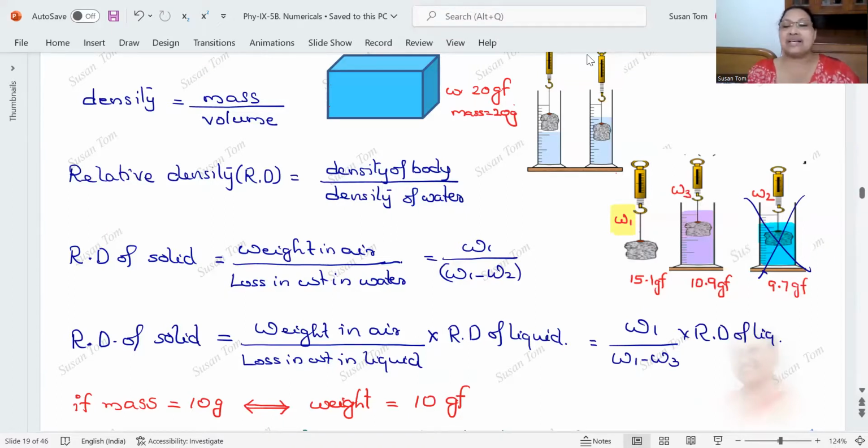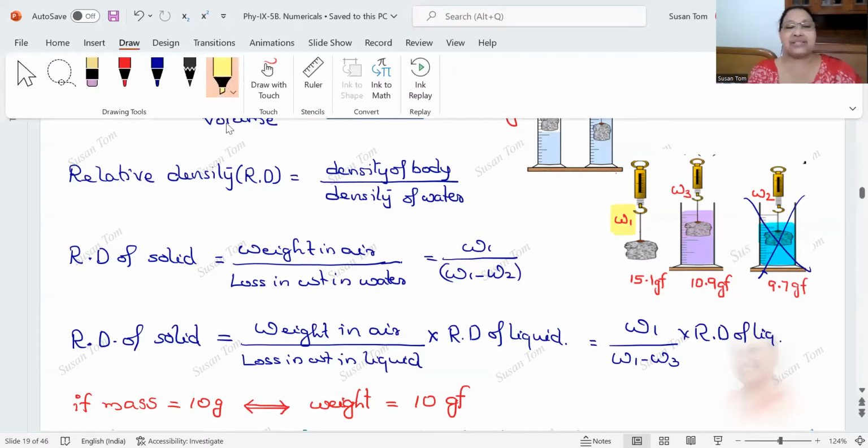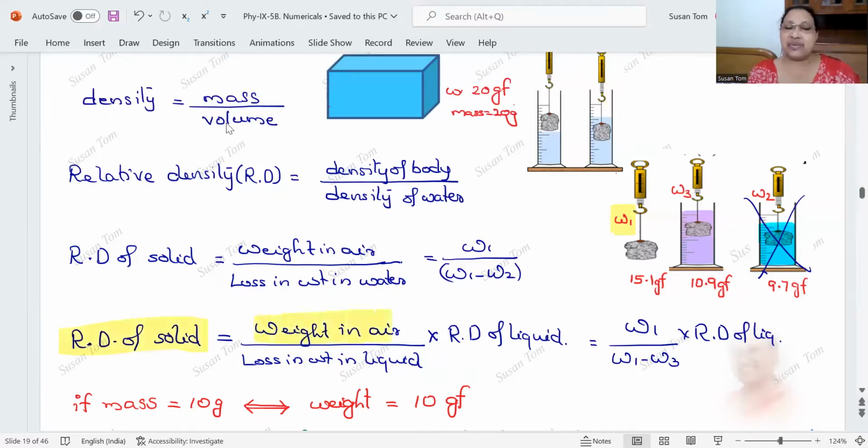So in such cases, instead of taking water as the liquid in which we immerse the body to find the weight, we choose another liquid like kerosene, alcohol, etc., whichever is suitable. In such a case, the relative density of the solid is calculated the same as before. Weight in air is common. Then you find the weight in that liquid, other than water. So two observations we will do, weight in air and weight in that liquid.